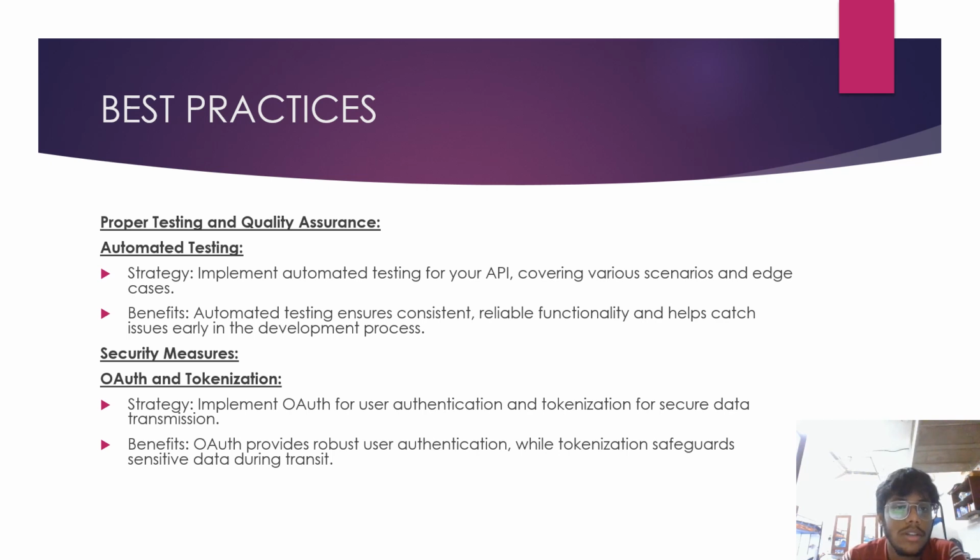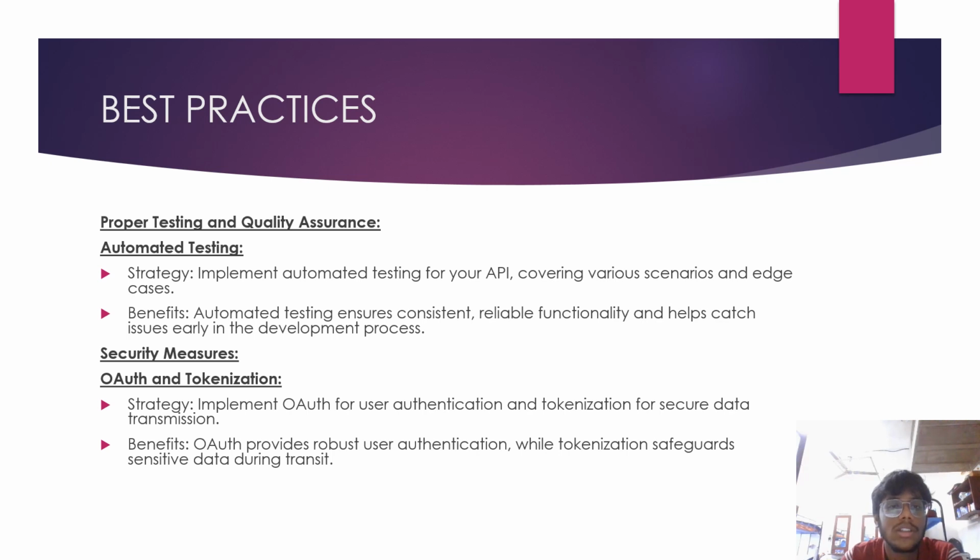Automated testing. First, you have to understand what automated testing is. Automated testing is a software testing technique in which predefined test cases and scripts are executed automatically, typically using specialized testing tools or scripts without manual intervention. It involves running a set of pre-written test cases against the software or application being tested to check its functionality, performance, and reliability. Strategy: implementing automated testing for your API, covering various scenarios and edge cases. Benefits: automated testing ensures consistent, reliable functionality by systematically running tests against the API. It helps catch issues early in the development process, reducing the likelihood of bugs and improving the overall quality of the API.